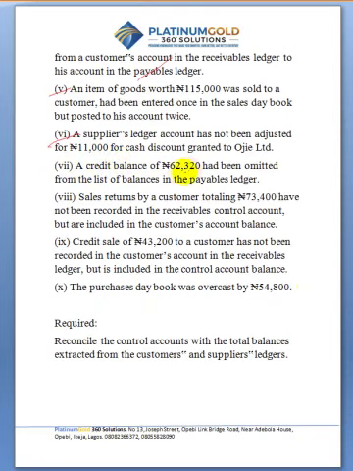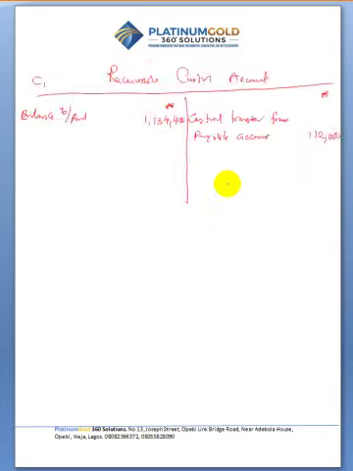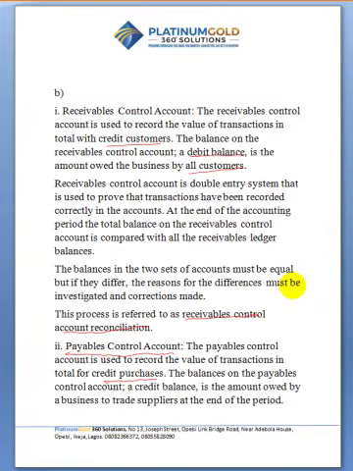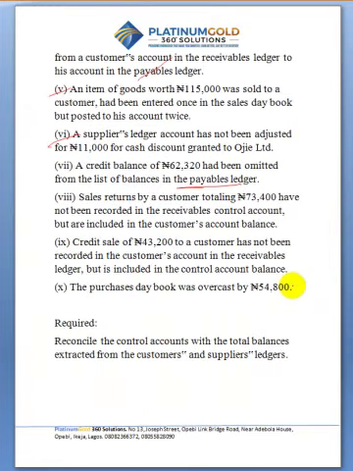A credit balance of 62,320 had been omitted from the list of balances in the payable ledger. So we are going to include it. Payable ledger, we have omitted credit balance 62,320. Okay, 62,320 taken care of. Remaining item 8.